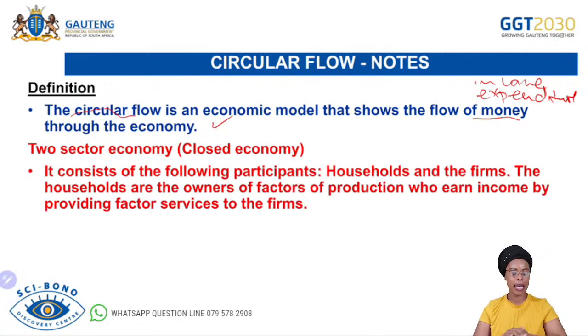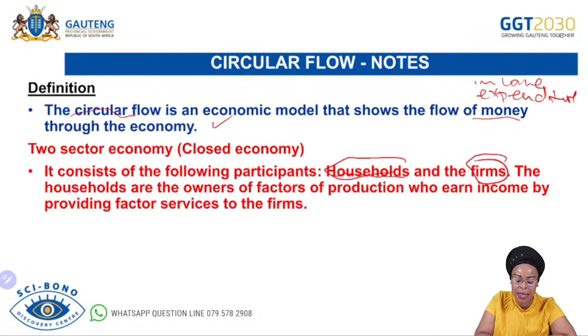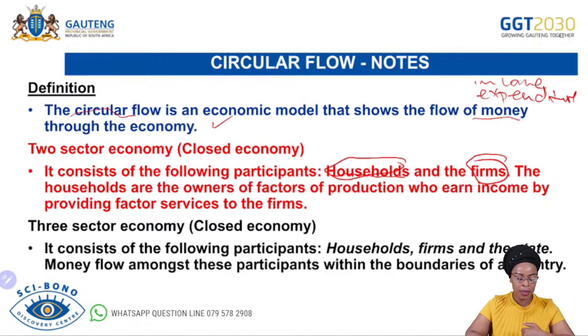What is a two-sector economy? This is an economy where there are only two participants. It is only the households and the firms, or the consumers and the businesses. The households in this sector are the owners of factors of production, which they sell to the businesses, and the businesses use them to produce goods and services. Let's look at the three-sector economy. Because there is no foreign sector in a two-sector economy, that's why we call it a closed economy.